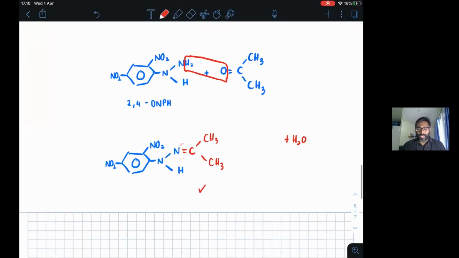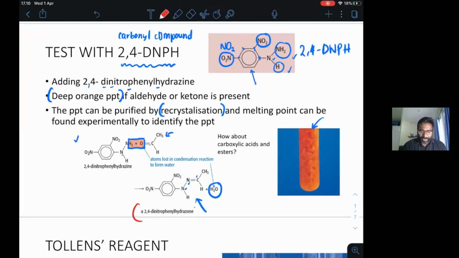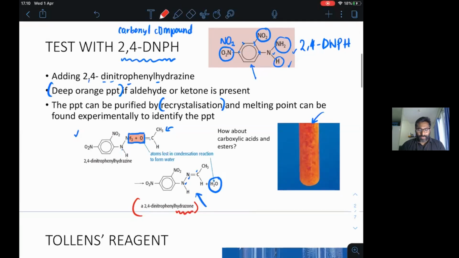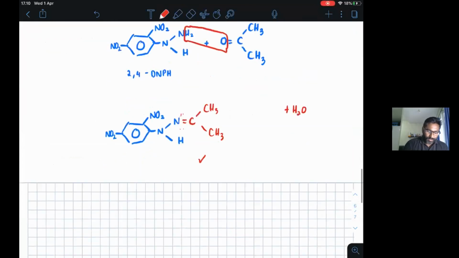So what is this compound? This compound is going to be known as 2,4-dinitrophenylhydrazone. Something to do with 2,4-DNPH, but it's a salt, a hydrazone. So this is the one which will give you a deep orange precipitate. So this one is going to be a hydrazone, and this is the one responsible to give you a deep orange precipitate. And if you crystallize this, it means you do crystallization, it will give you deep orange crystals as well. Do you have any question up to here?